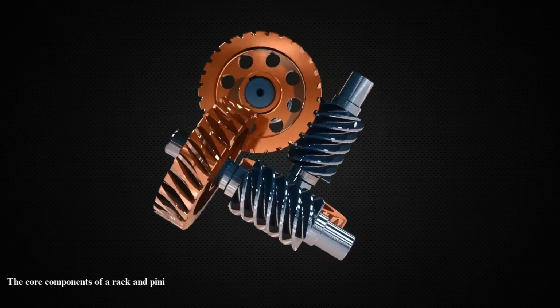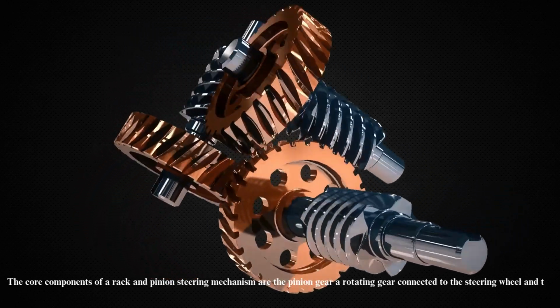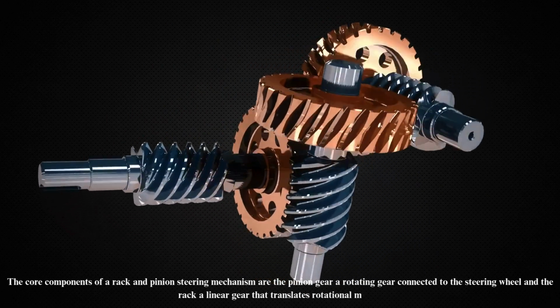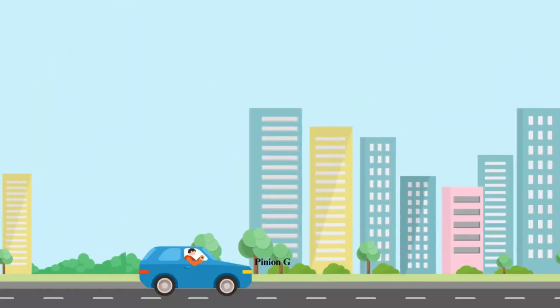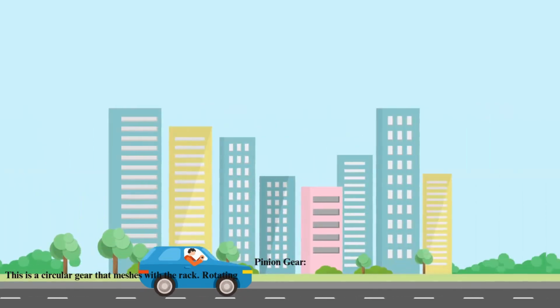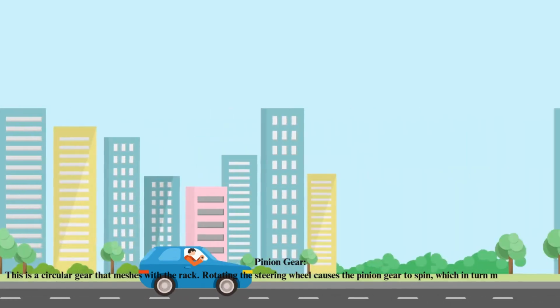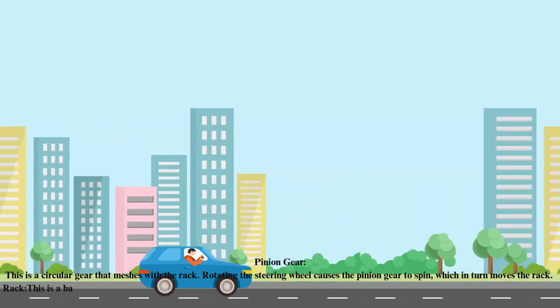The core components of a rack and pinion steering mechanism are the pinion gear, a rotating gear connected to the steering wheel, and the rack, a linear gear that translates rotational motion into linear motion. Pinion gear. This is a circular gear that meshes with the rack. Rotating the steering wheel causes the pinion gear to spin, which in turn moves the rack.